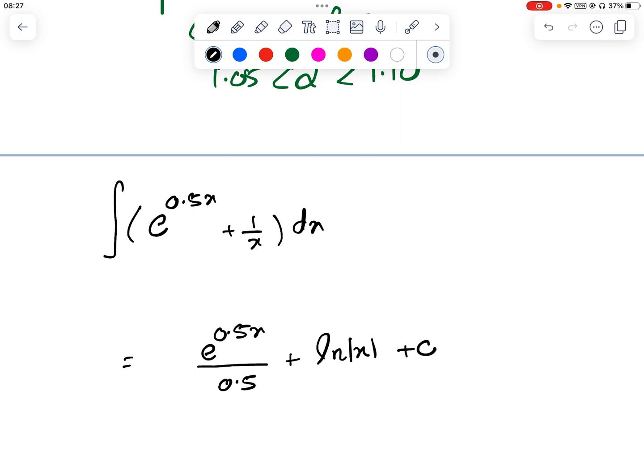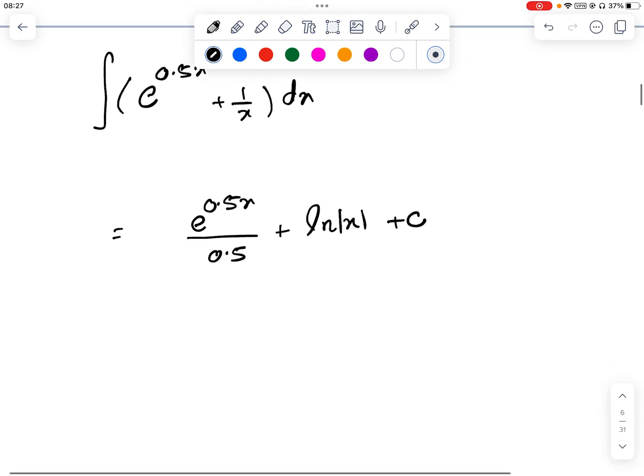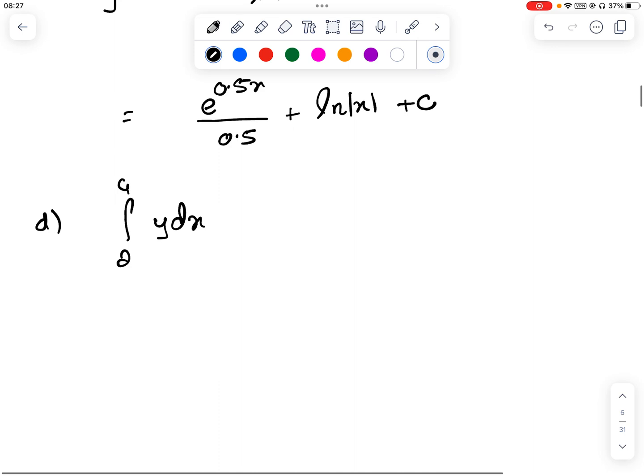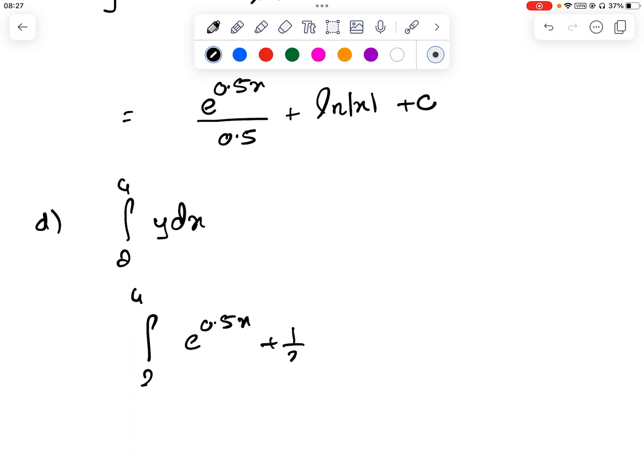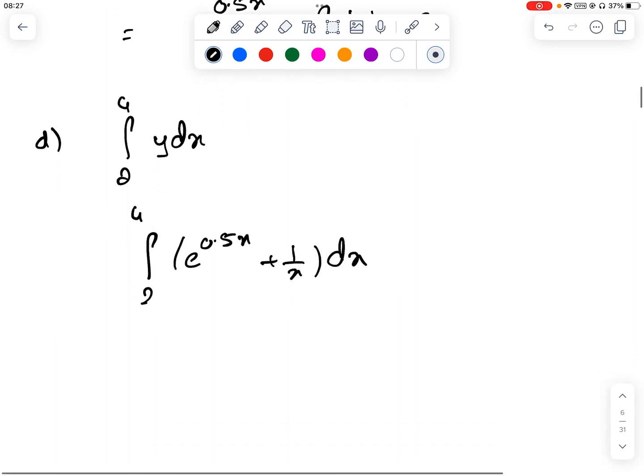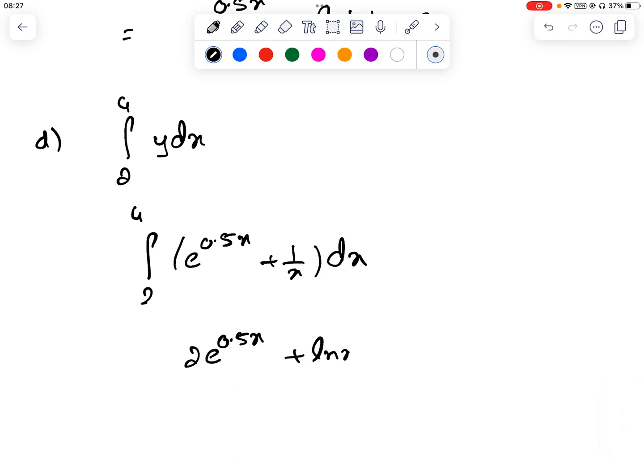Now we have to find the area. Area means apply the limits. The integral from 2 to 4 of y dx is going to be the area. So the integral from 2 to 4 of e to the power of 0.5x plus 1 upon x dx. So 2 e to the power of 0.5x plus ln x, from the limits 2 to 4.